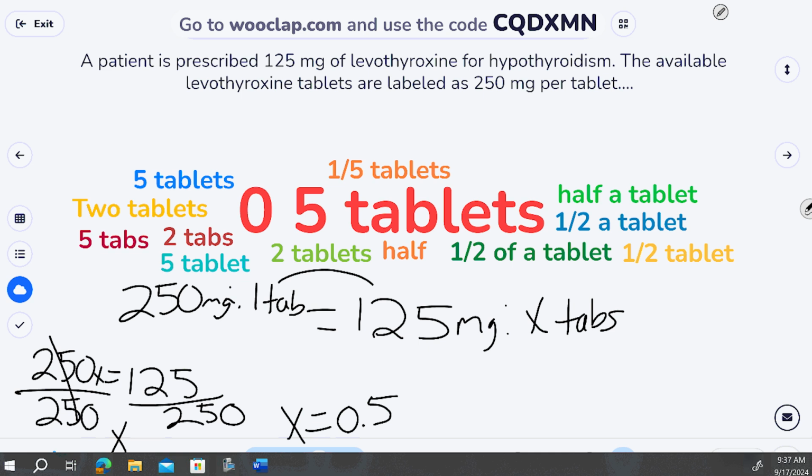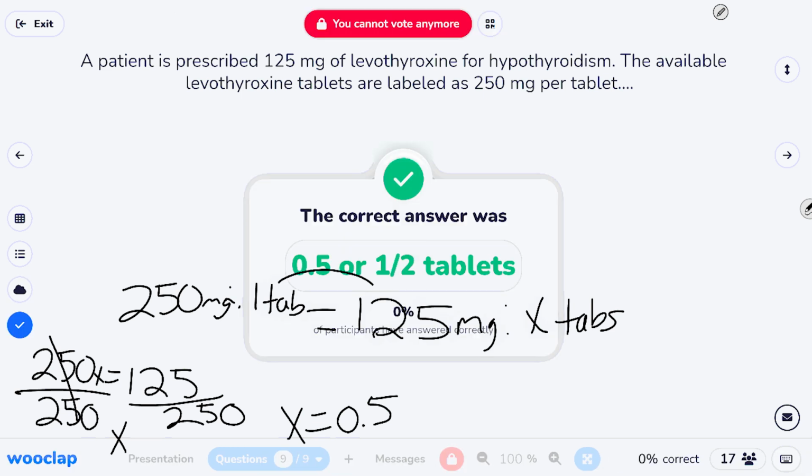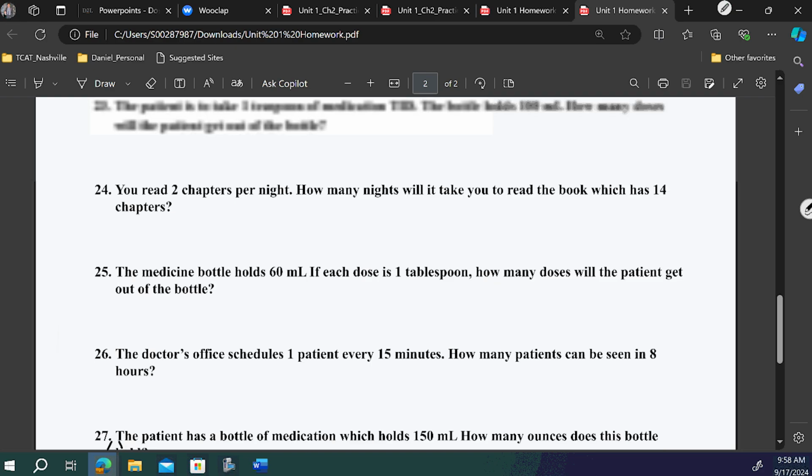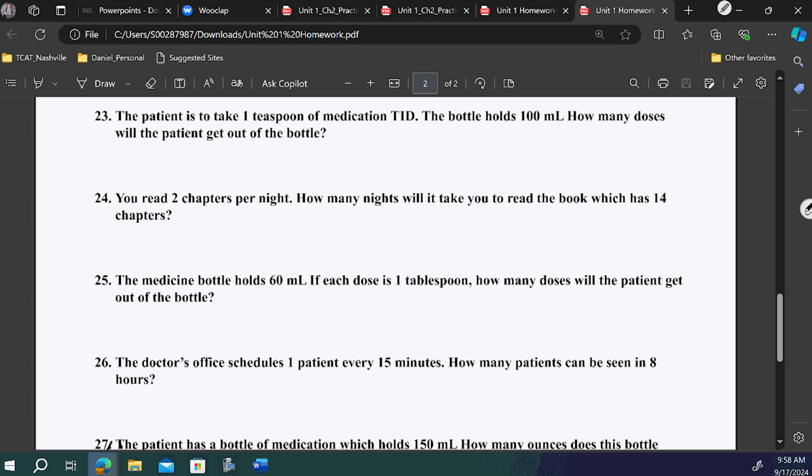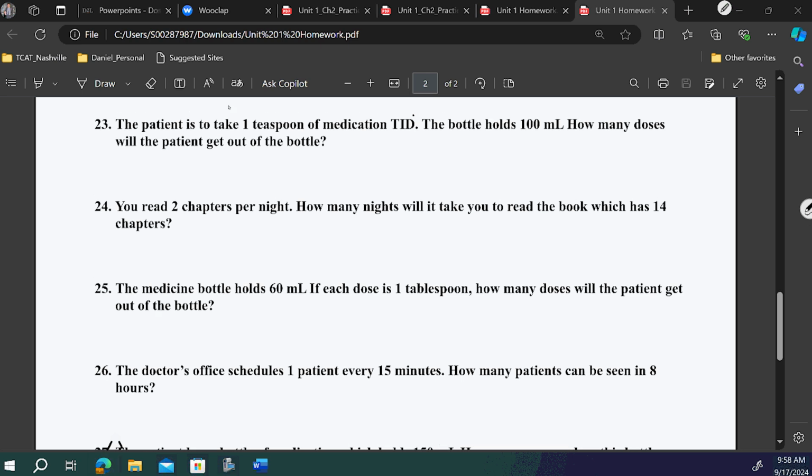0.5 tablets, or you could say 1/2 tablet, kind of whatever you would write. Usually I'll do 0.5 tablets because that's what most people's answer would be if they use a calculator. But okay, it's at the top there. So TID, I kind of make a mental note of that, I don't know if that's really useful. It could be, but maybe it's not. The bottle holds 100 milliliters. How many doses will the patient get out of the bottle?